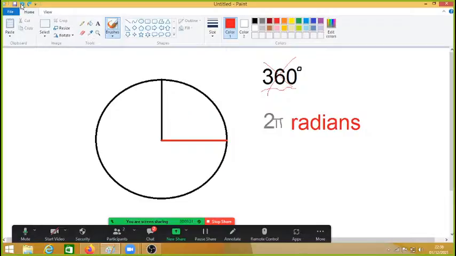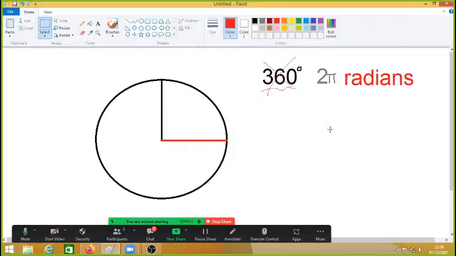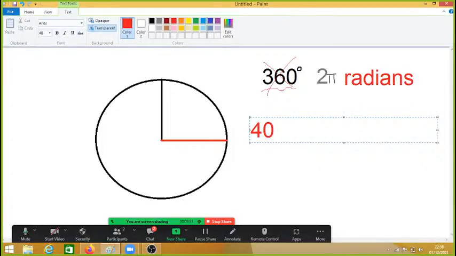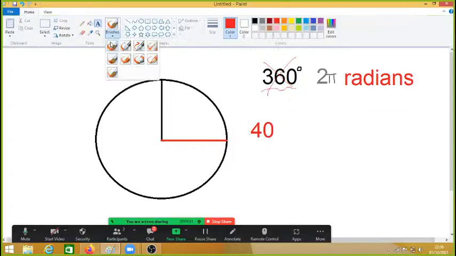Up until then, you want to remember how to change from one to another, and it's all to do with the 360 and the 2 pi. So let's say we have an angle which is not as easy as the ones I've given you, let's say 40 degrees in the old way of looking at angles. If I want to change that into radians, then all I have to do is times by a fraction.